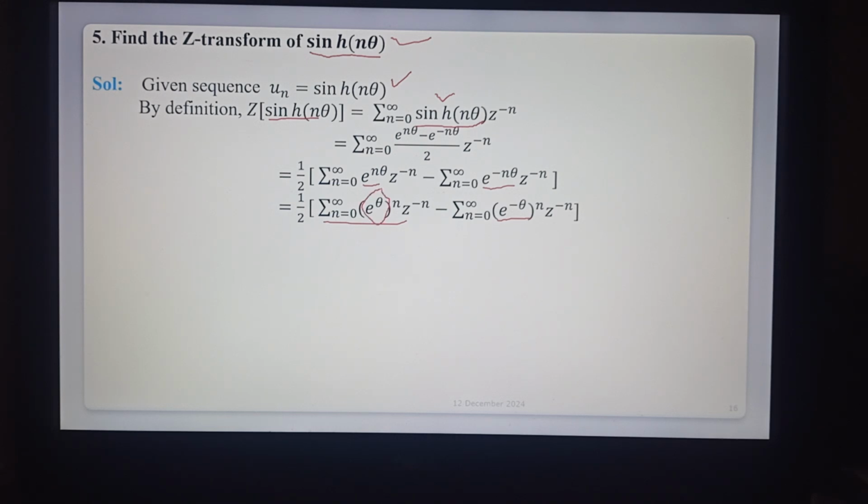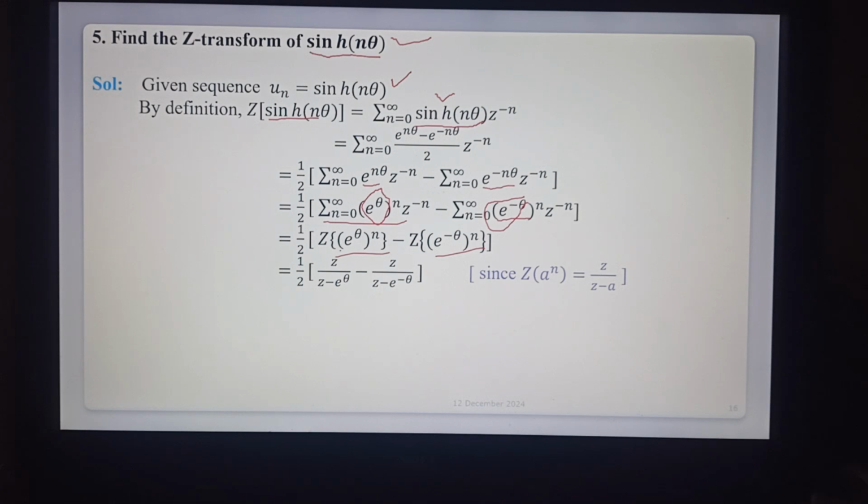So this is one of the sequences u n, this is also a power n, with a equal to e power minus theta. So by using the definition of the Z transform of a power n, here a is equal to e power theta, and similarly the Z transform of a power n with a equal to e power minus theta. So by the known formula, the Z transform of a power n is z by z minus a, here a is equal to e power theta, that is z by z minus e power theta, minus z by z minus e power minus theta.